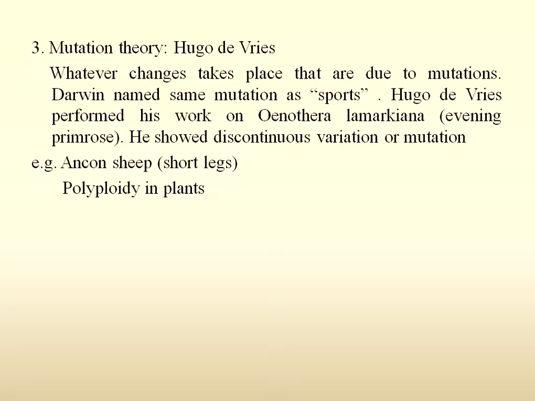The third theory is the mutation theory given by Hugo de Vries, and he said whatever changes take place are due to mutations. Darwin named the same mutations as sports. However, he did not pay much attention to them. Hugo de Vries performed his work on Oenothera lamarckiana, that is evening primrose, and showed discontinuous variations or mutations. Examples: Ancon sheep, which had short legs, and polyploidy in plants, which is very helpful for the breeders.